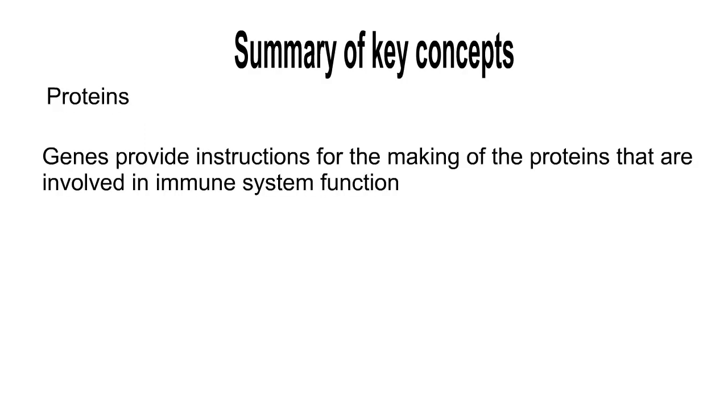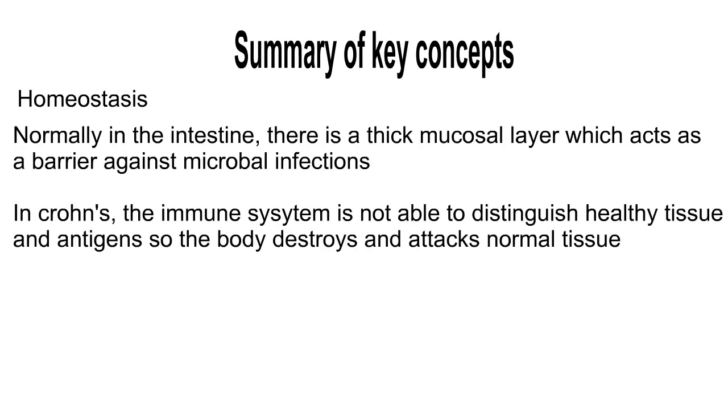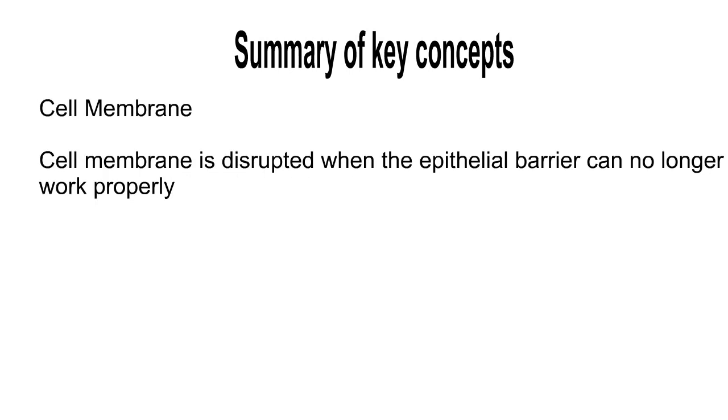Summary. Proteins: genes provide instructions for the making of the proteins that are involved in the immune system function. Homeostasis: normally in the intestine there is a thick mucosal layer which acts as a barrier against microbial invasions. In Crohn's disease, the immune system is not able to distinguish healthy tissue and antigens, so the body attacks and destroys normal tissue. Cell membrane: cell membrane is disrupted when the epithelial barrier can no longer work properly.